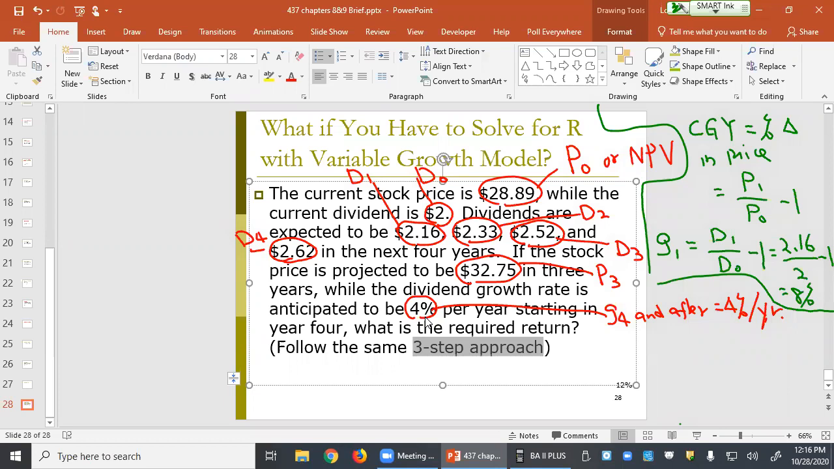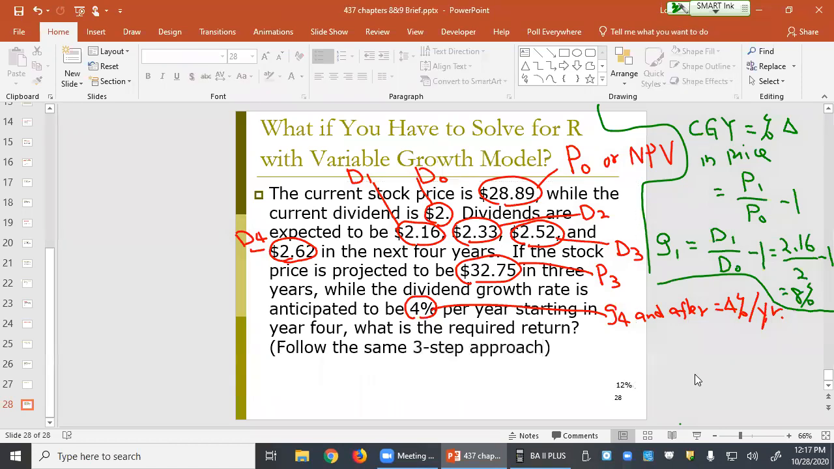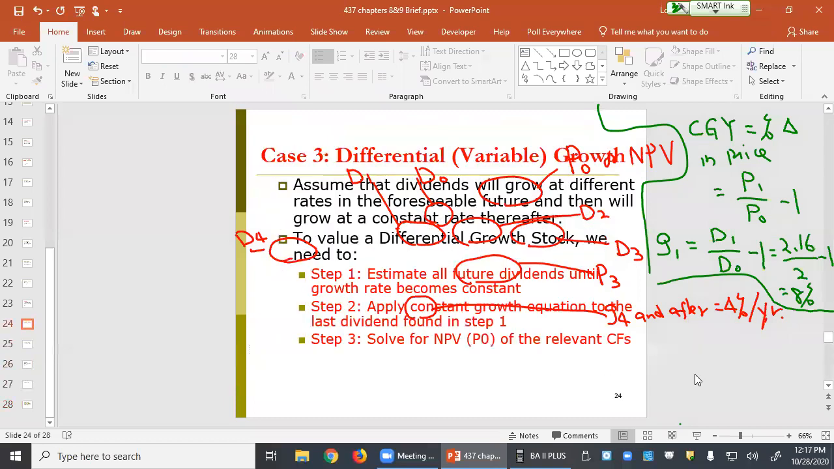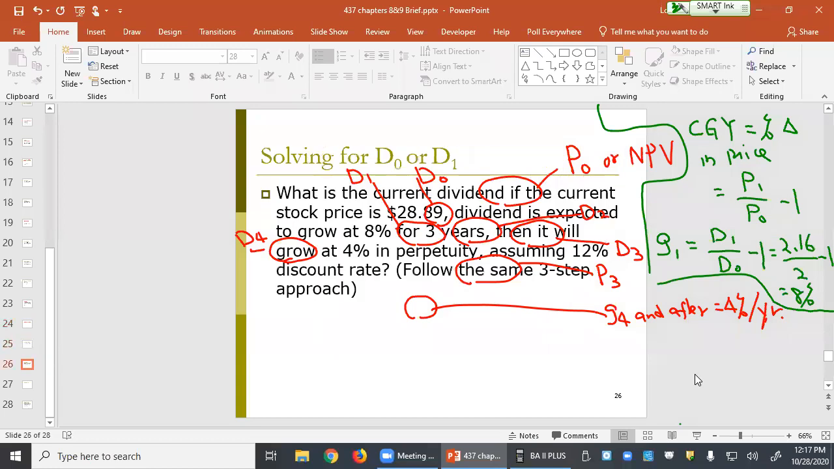Right. So obviously now we have more than one growth rate. When we have more than one growth rate, we have a variable growth scenario, and therefore we must follow that 3-step approach. So what is step 1? Step 1 actually has been completed for us. Step 1 is to find all future dividends until the growth rate becomes constant, right? That has been completed because we're given D1, D2, D3, and D4. So we can move on to step 2. Step 2 is to apply that constant growth equation to the last dividend found in step 1.